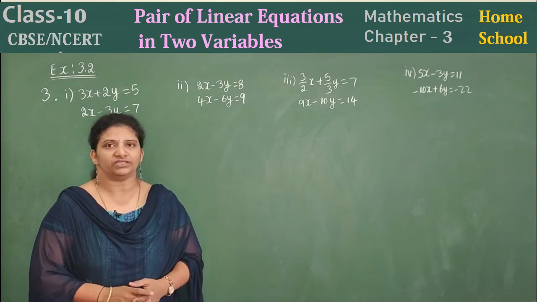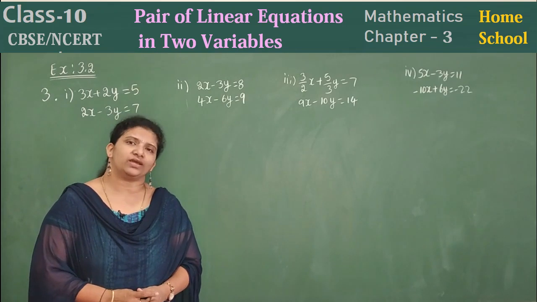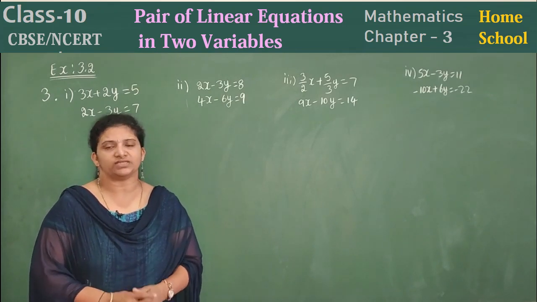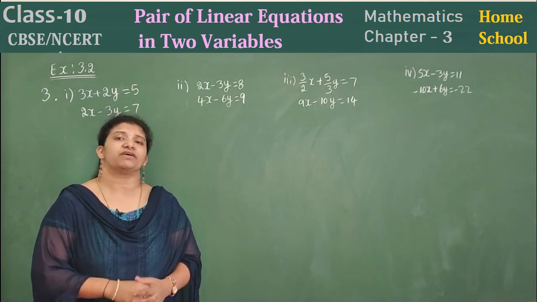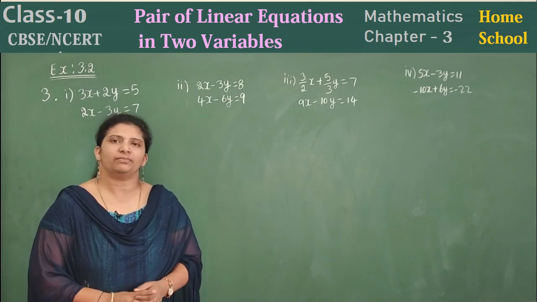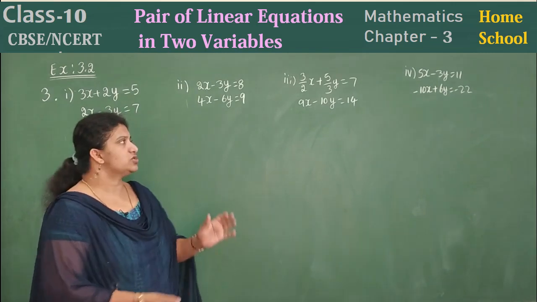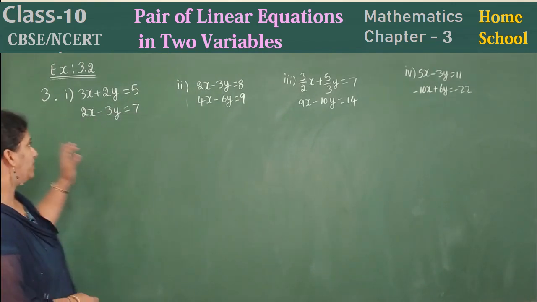Only one condition where it is inconsistent, that is when a pair of linear equations has a1 by a2 equal to b1 by b2 and not equal to c1 by c2. That is the only one condition where they will be inconsistent. So we have in this main 5 sub questions. Let's start with the first problem.